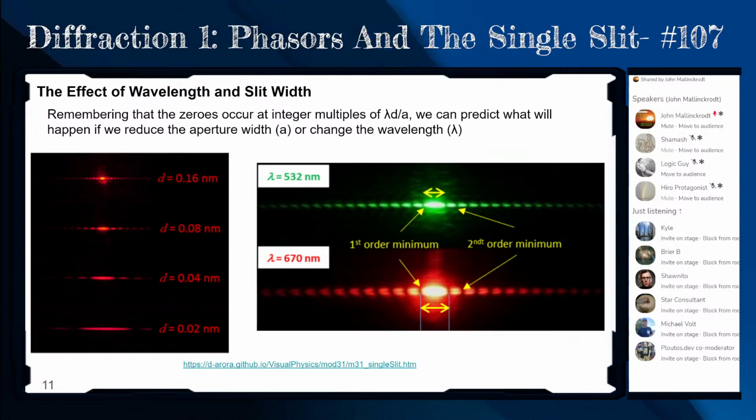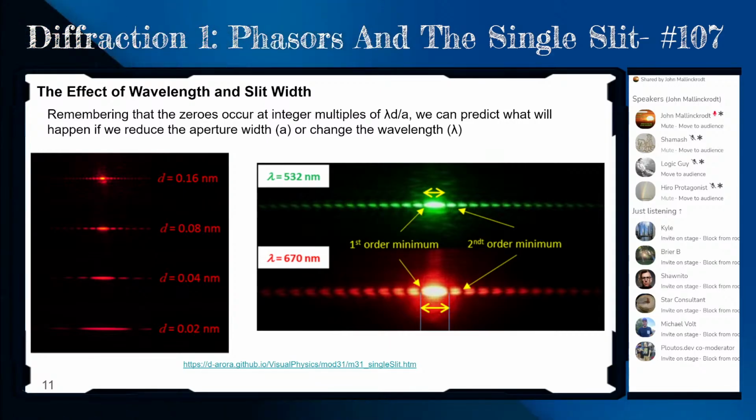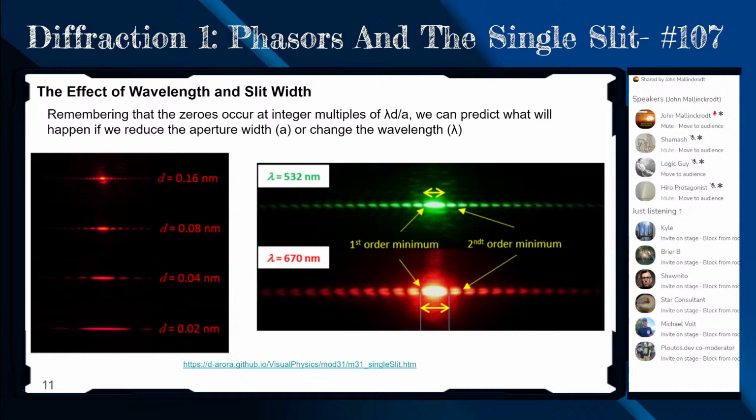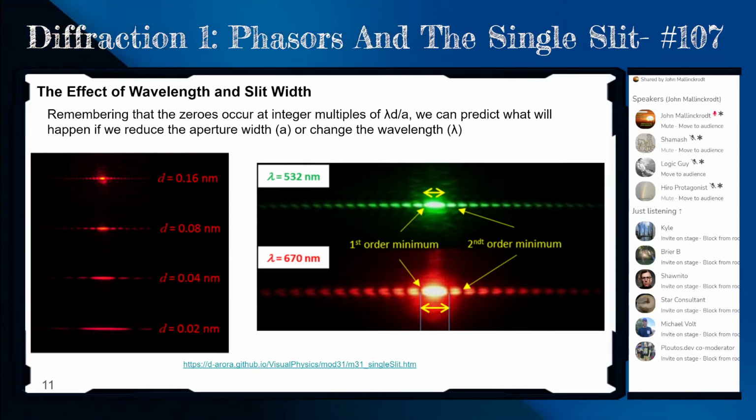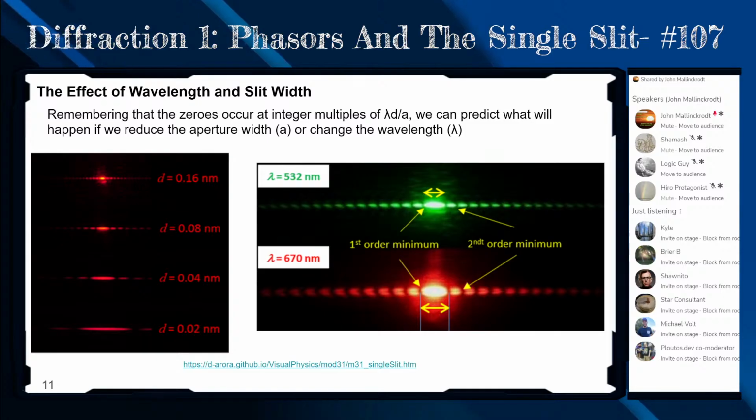Anyway, all I wanted to say on this slide was just that over on the left, we're showing the effect of aperture. Aperture is a. So the zeros occur at integer multiples of lambda d over a. And that says that if I make the aperture width smaller, the zeros get further apart. So the smaller the aperture, the wider that central maximum is. And you can see that in the diagram here.